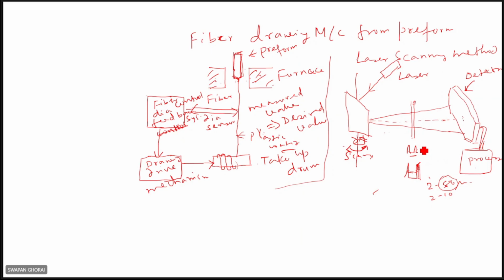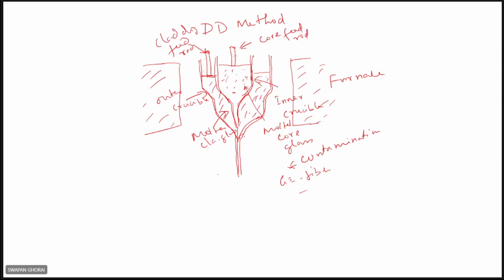Just one minute, I'm taking one more method. This is a direct melting technique. In this case, you see there is no need of preforms. The double crucible method is here. You see two crucibles are there. The inner crucible contains the molten glass for the core, and the other crucible is used for cladding. In fact, initially these rods are the core feed rods and cladding feed rods.